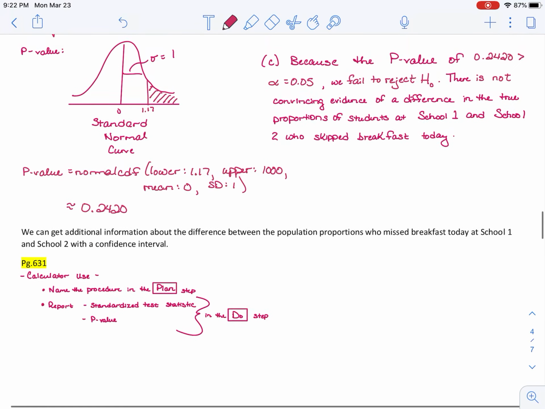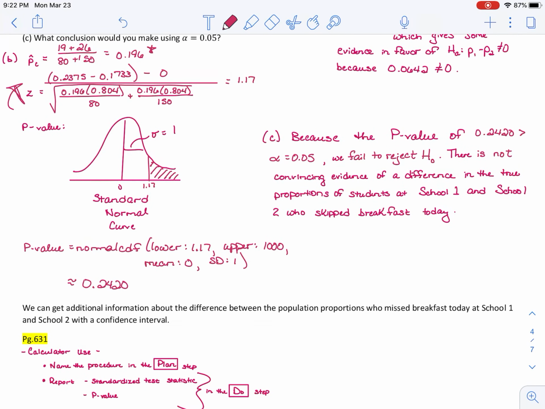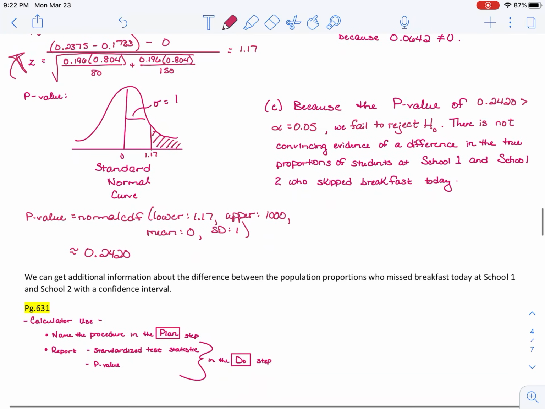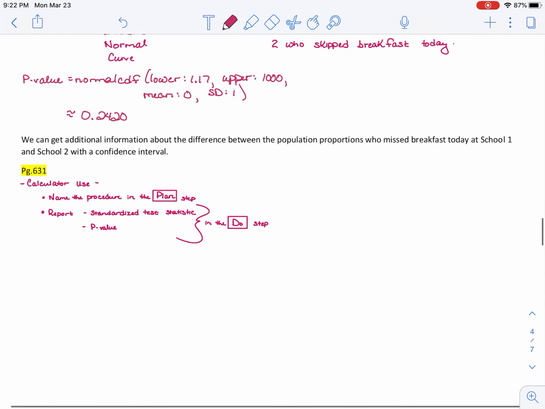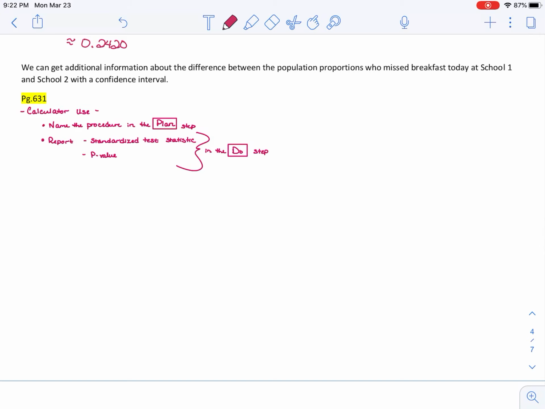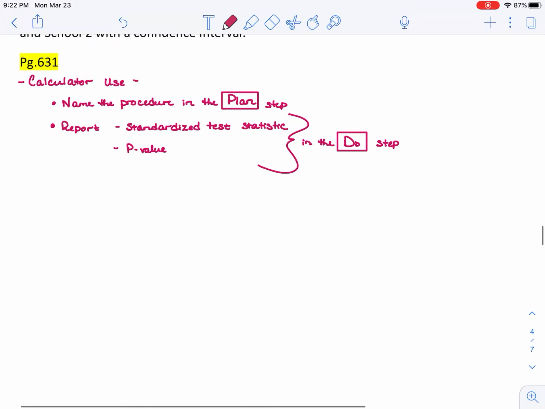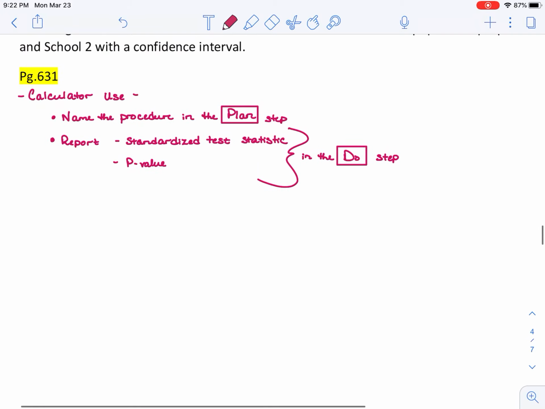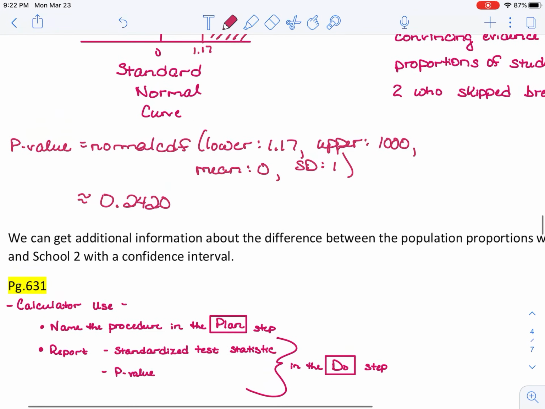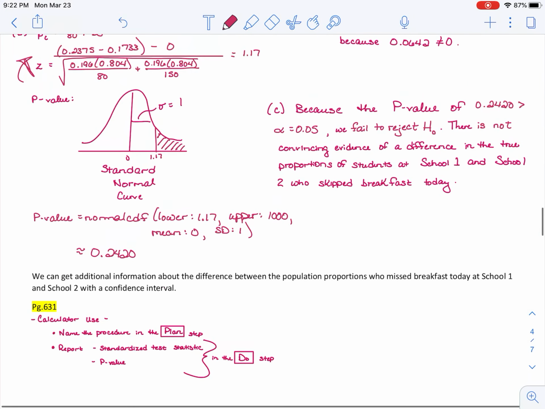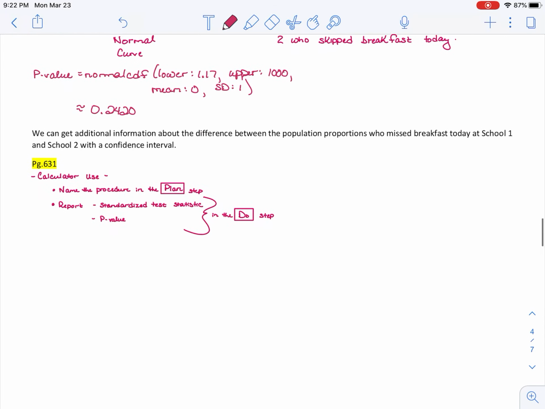So these numbers, specifically this guy, are a pain to get by hand. So you are more than welcome to just put this in your calculator. However, make sure you don't skip the part where you name the procedure, which I don't think I've even told you the name of this procedure yet, and that you tell the standardized test statistic that your calculator spits out. So you still write down that the answer was 1.17, and you still write down that your calculator got about 0.2420. You can't skip writing those out.